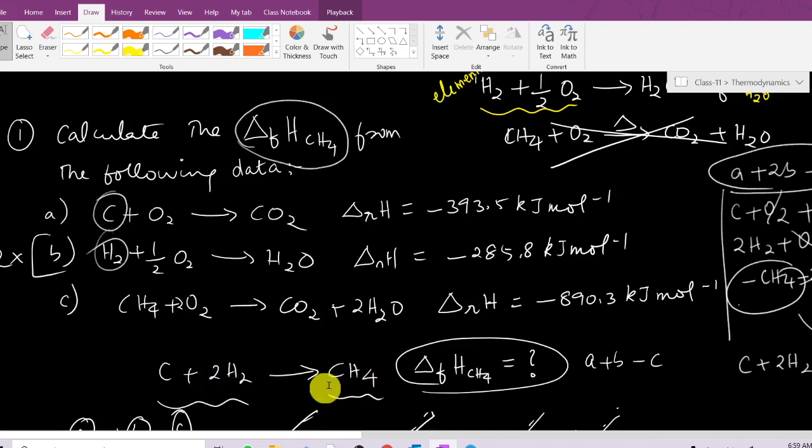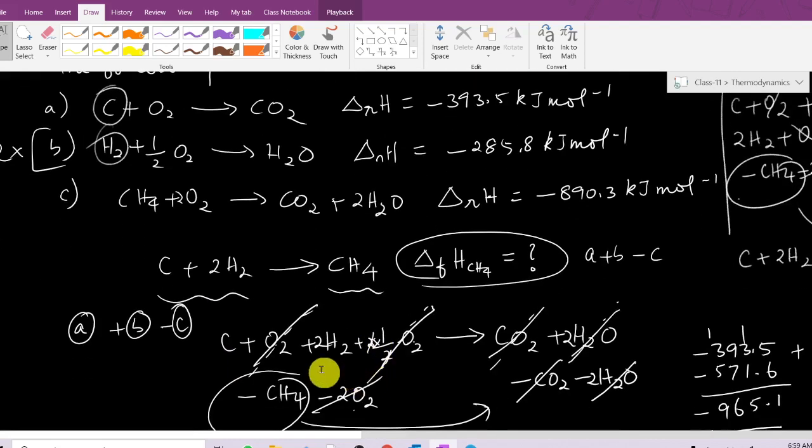So we have to bring this equation. How do we bring this? Now what you have to do is manipulate these three equations. So for example, A and B we add. When you add A and B, I will show you here.